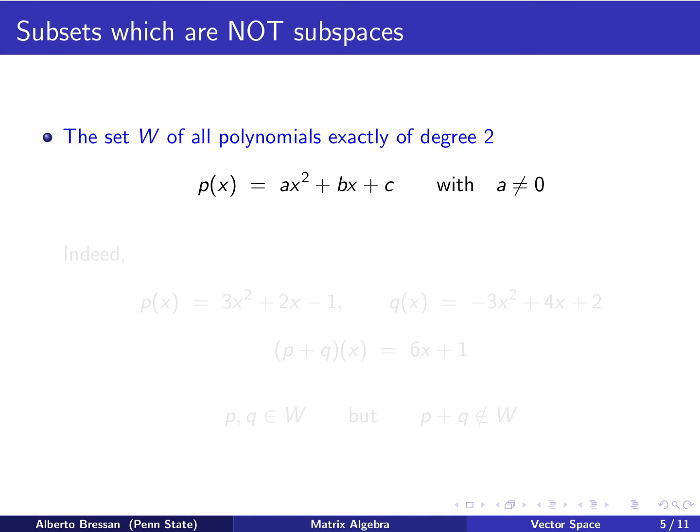Okay, let's take some examples that are not a subspace, which is a slightly subtle concept. Consider the set W of all polynomials of exactly degree 2. This means the polynomials p in W can be written as ax squared plus bx plus c, where a is non-zero.